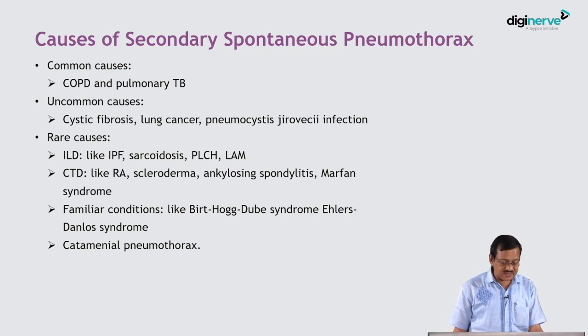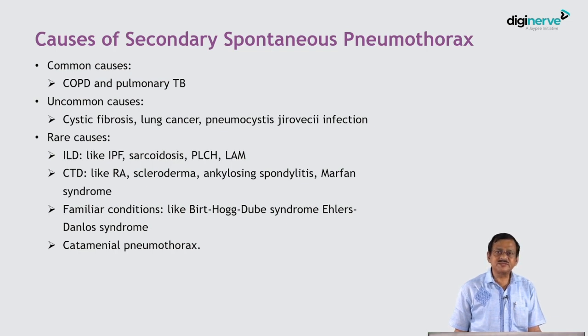The common causes are COPD or pulmonary tuberculosis. Uncommon causes are cystic fibrosis, lung cancer, and Pneumocystis jirovecii infection. Rare causes are some ILDs like IPF, sarcoidosis, pulmonary Langerhans cell histiocytosis, and lymphangioleiomyomatosis. Connective tissue diseases may cause pneumothorax, like rheumatoid arthritis, scleroderma, ankylosing spondylitis, Marfan syndrome, etc. Some familial conditions, like Ehlers-Danlos syndrome, may also cause pneumothorax.